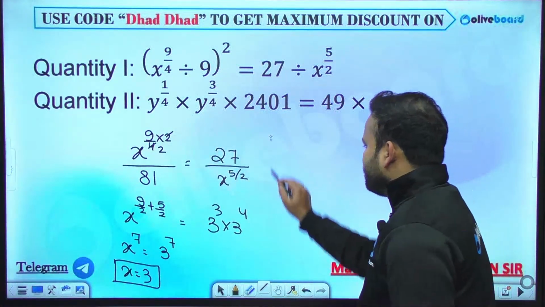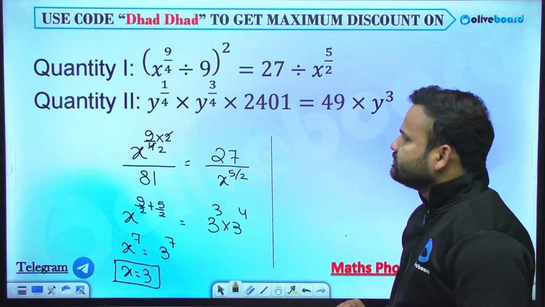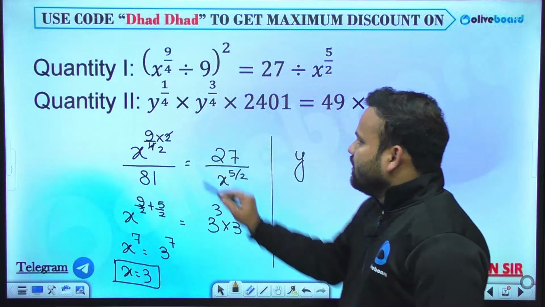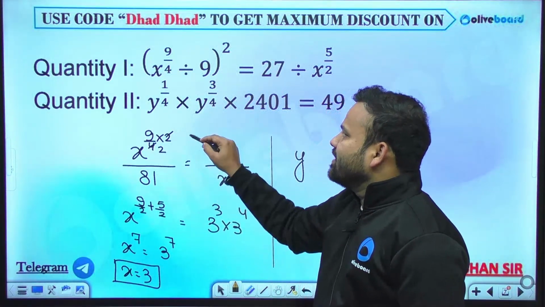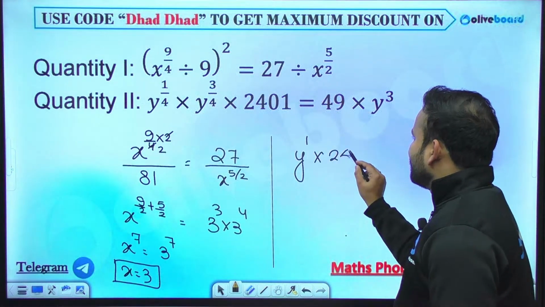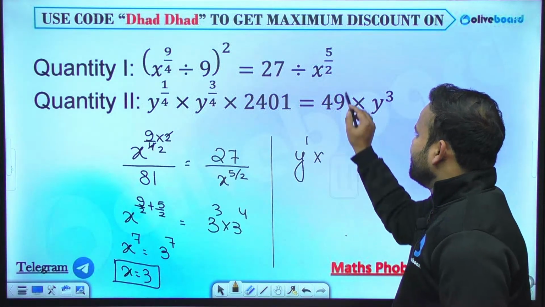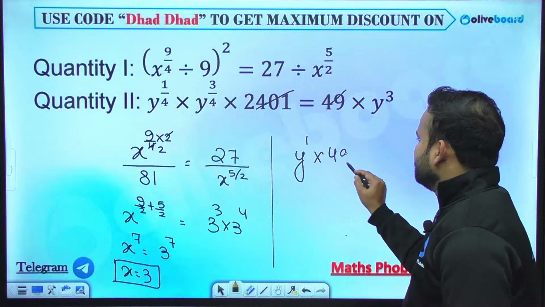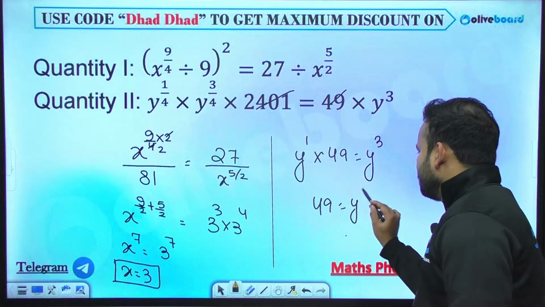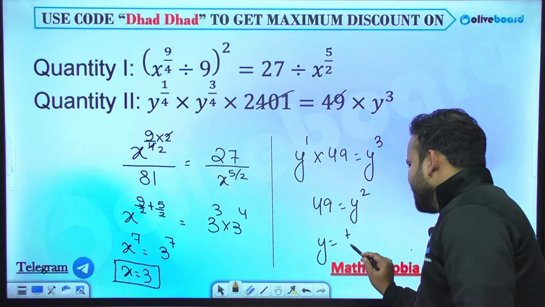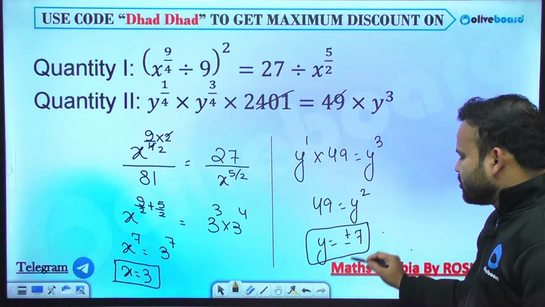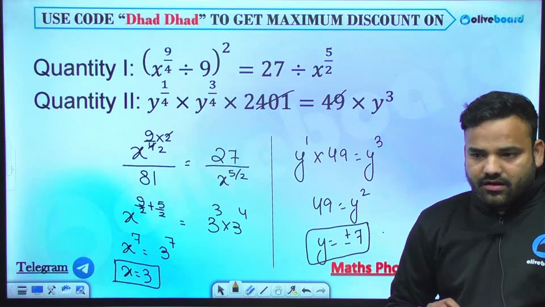And what about quantity 2? Let's check out quantity 2. Bases are same, powers will add. So y to the power what? 1 by 4 plus 3 by 4. 1 by 4 plus 3 by 4 is what? 4 by 4. 4 by 4 is 1. Multiplied by 2401, which is 49 square. So directly I should be eliminating this. This is 49 times equals y to the power cube. So 49 equals what? Y square. So the value of y will be positive as well as negative 7. Y square is 49, so y should be carrying positive 7 as well as negative 7.